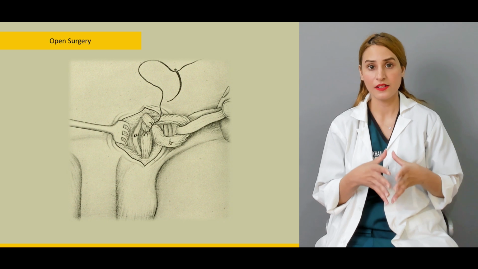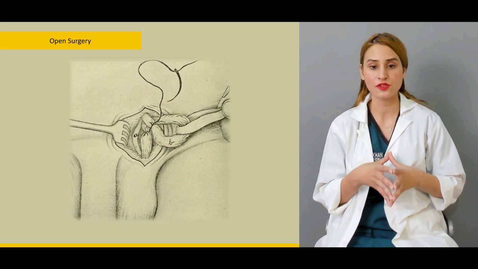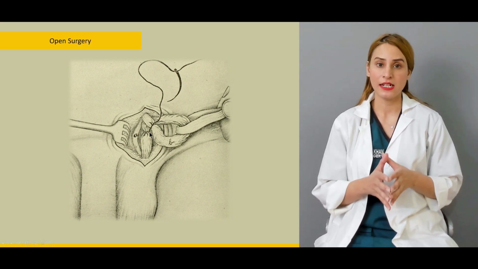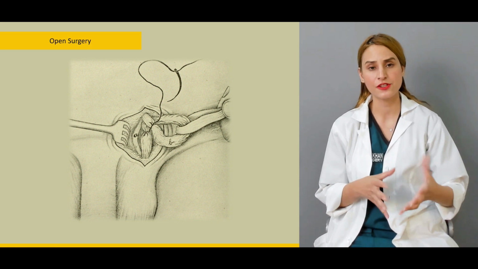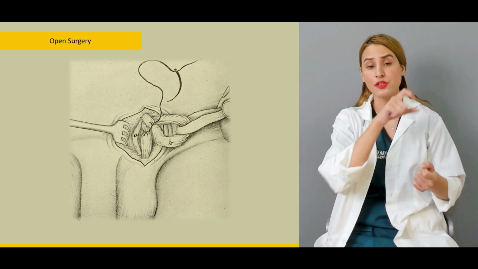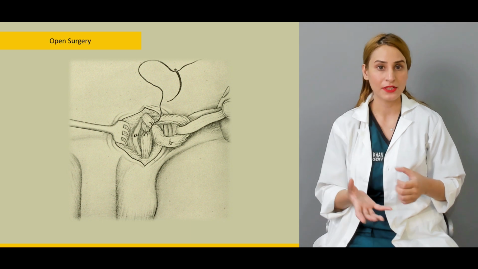The most common surgery for the varicose vein is open surgery. What you do is, under observation, first of all you do the ultrasound, you identify the perforator, you mark the perforators, and then you have to perform the open surgery.